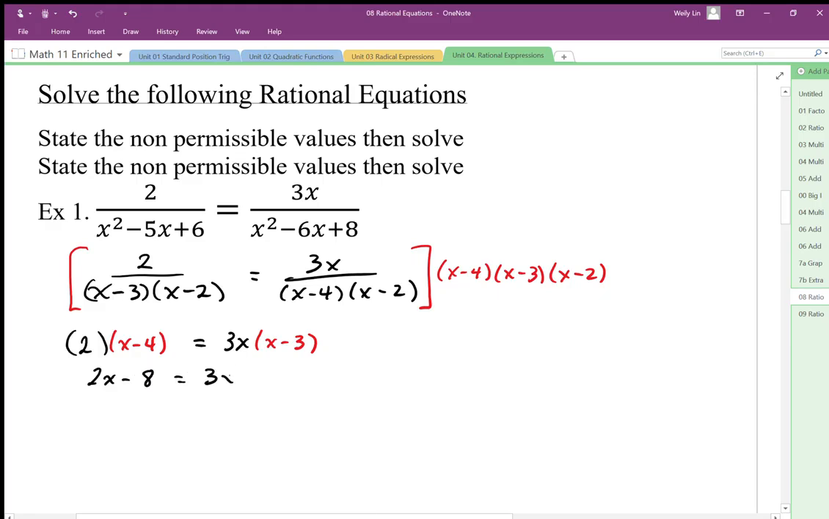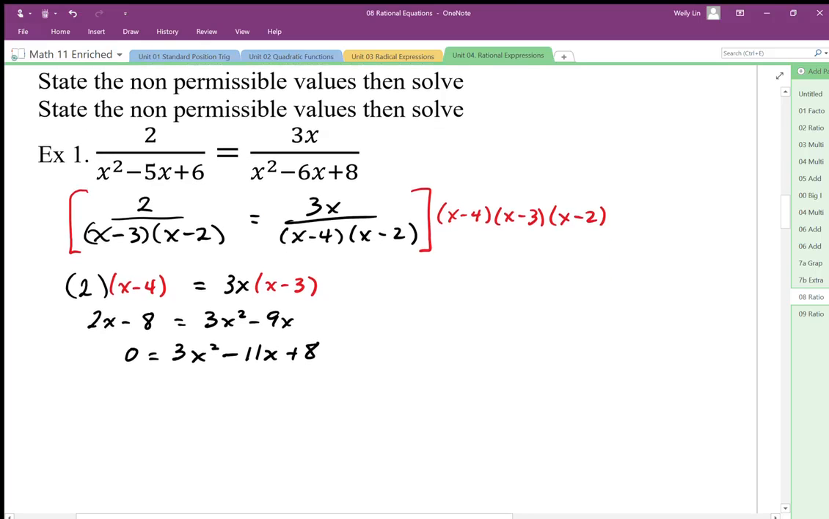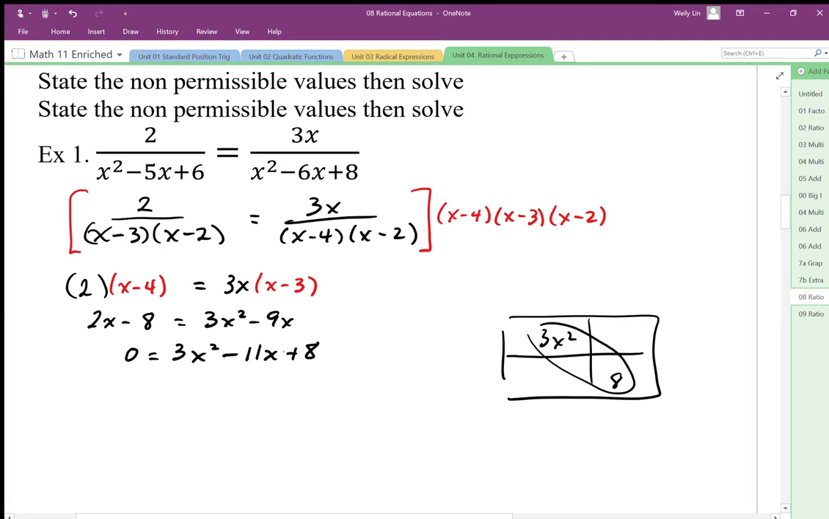Then I multiply through by 2x minus 8 and end up with 3x squared minus 9x. So I'm going to solve this as a quadratic equation. I'm going to subtract 2x from both sides and add 8 to both sides. Then I'm going to factor that and solve it. It looks like that is factorable. So 3x squared and 8. The cross diagonal product allows me to get the split of 11x. So it's going to be negative 8x. Oops, not squared, but just x.